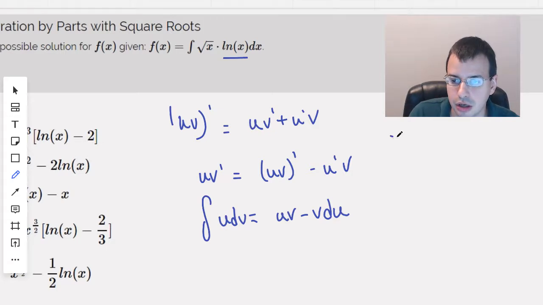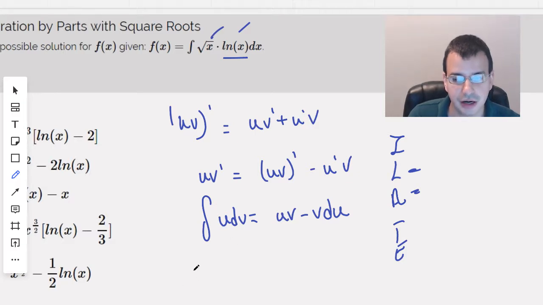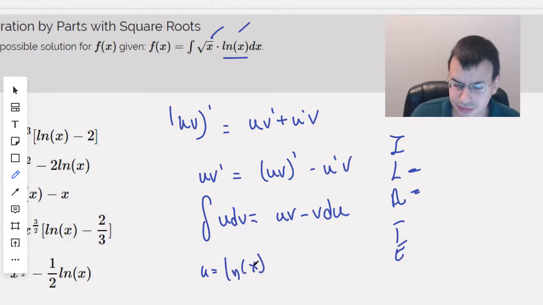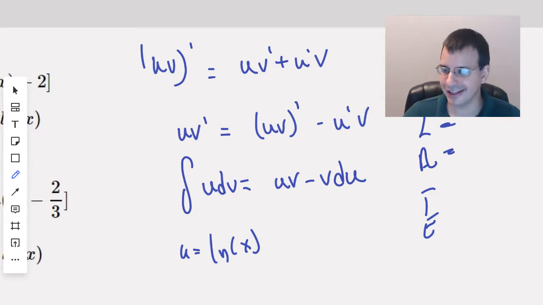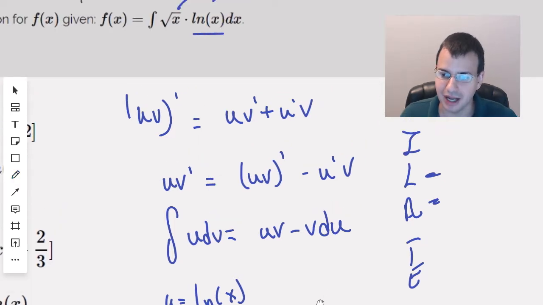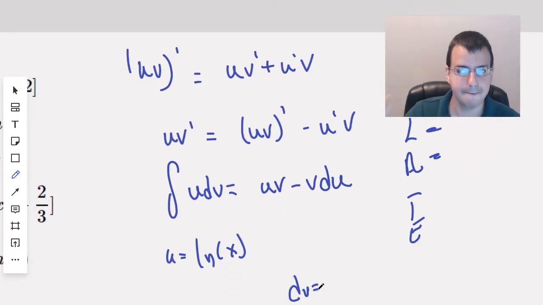Write up our mnemonic for which one we should choose for u. So we have logarithmic, which takes priority over algebraic. So we have logarithmic here, algebraic there. And so we're going to say that u equals natural log of x, which is almost always natural log of x. Depending on which mnemonic you use, sometimes you actually see logarithmic take priority over inverse trigonometric. But in the end, either one's fine. Whichever one is easier to remember. I prefer ILATE because it's easier to remember than LIATE. Either way, they both work out just fine most of the time.